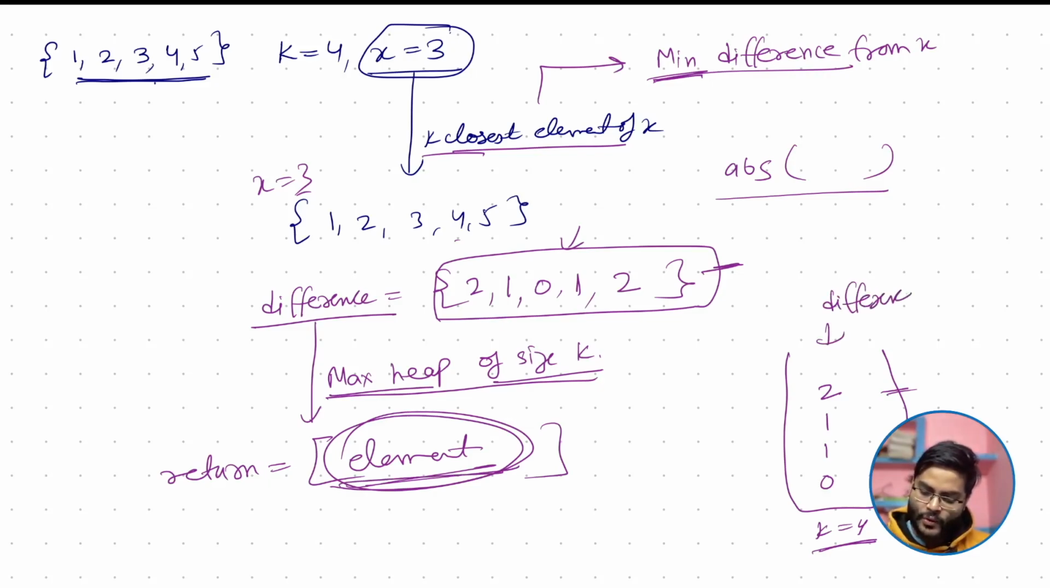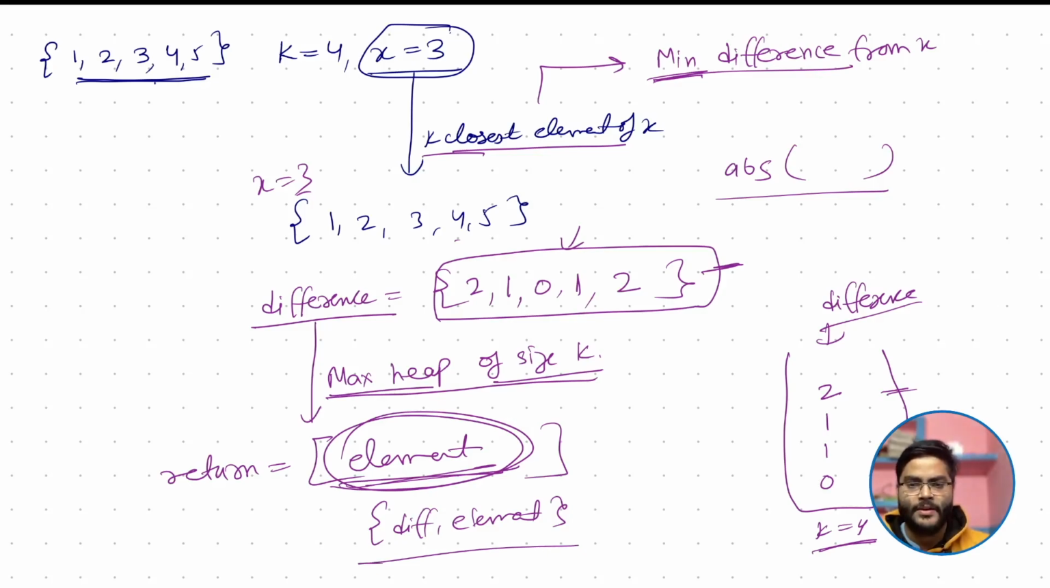So for this mapping of difference and element, we can take a pair of these two. In this priority queue, along with the difference, we can insert the element also. We can insert 1 here, 2 here, and 4 here.